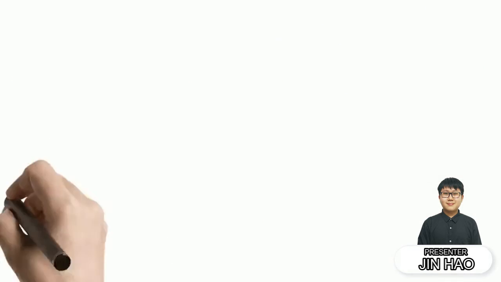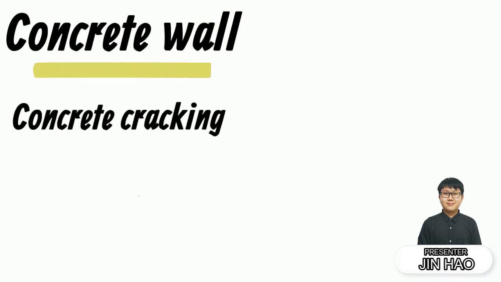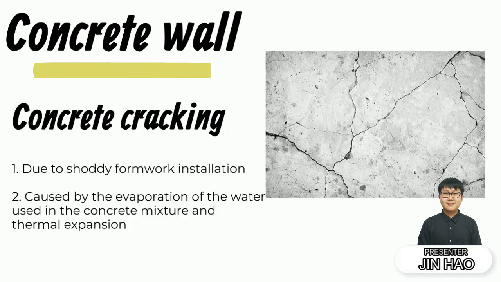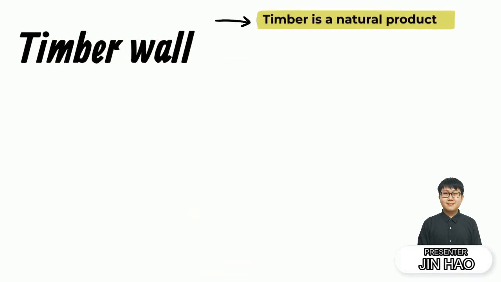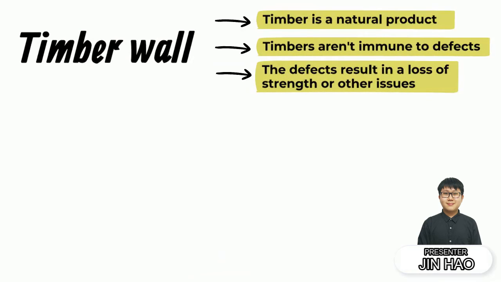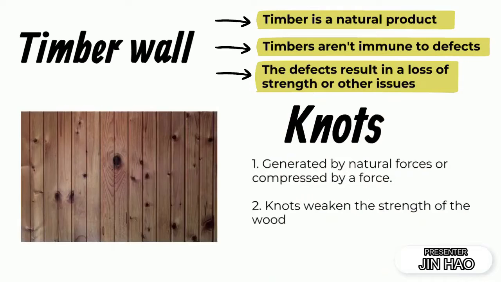Next is concrete wall. Concrete is recognized to be a very adaptable and dependable material. The defect is concrete cracking due to shoddy formwork installation, evaporation of the water used in the concrete mixture and thermal expansion. Next is timber wall. Timber is a natural product and is not immune to defects, and the defects result in the loss of strength and other issues. Knock is one of the defects generated by natural force or compression by a force, and knock weakens the strength of the wood.